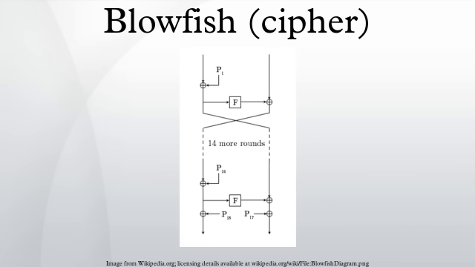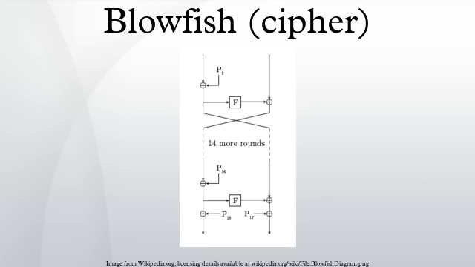The algorithm keeps two subkey arrays, the 18-entry P-array and four 256-entry S-boxes. The S-boxes accept 8-bit input and produce 32-bit output. One entry of the P-array is used every round, and after the final round, each half of the data block is XORed with one of the two remaining unused P entries.